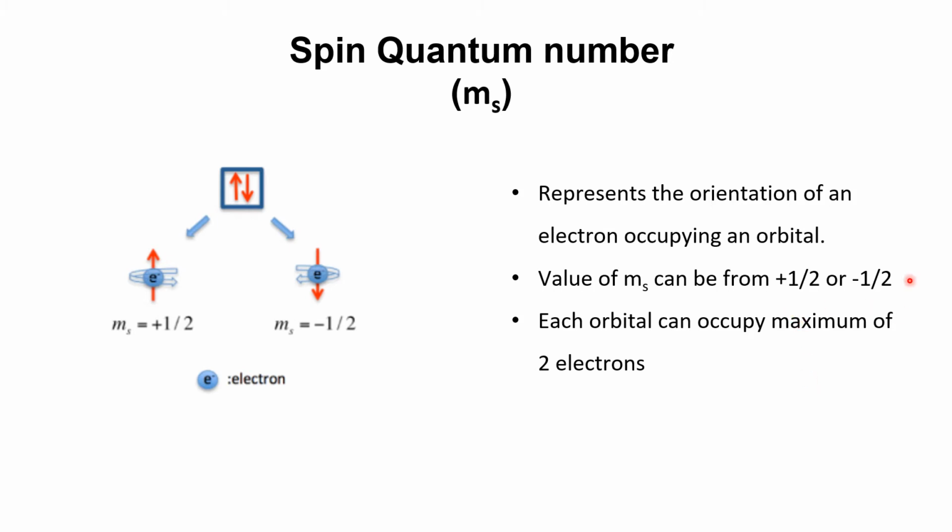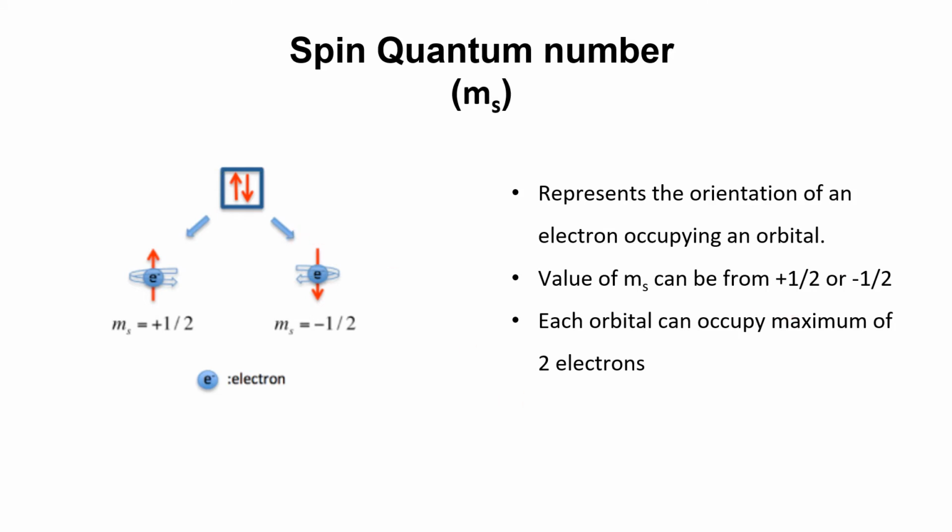It can be plus half or it can be minus half, and each orbital can occupy a maximum of 2 electrons. So if we say that this is one orbital, then it can only have 2 electrons, and those electrons will always be in opposite directions. They will have spin either plus half or minus half. They both cannot have the same spin.